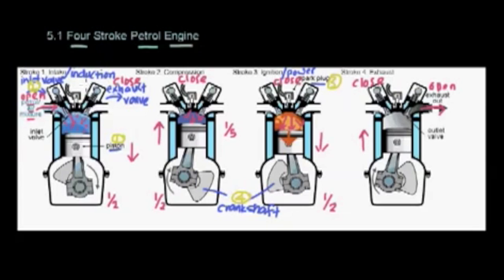Yeah, you imagine we need to burn petrol and air. So how do we burn petrol and air? First is we invite petrol and air into the cylinder, right? We invite it into the cylinder, just like how you invite your friends back home. How do you invite your friends back home? You open the front door, right? So we imagine the inlet valve is the front door, and the exhaust valve is the back door.